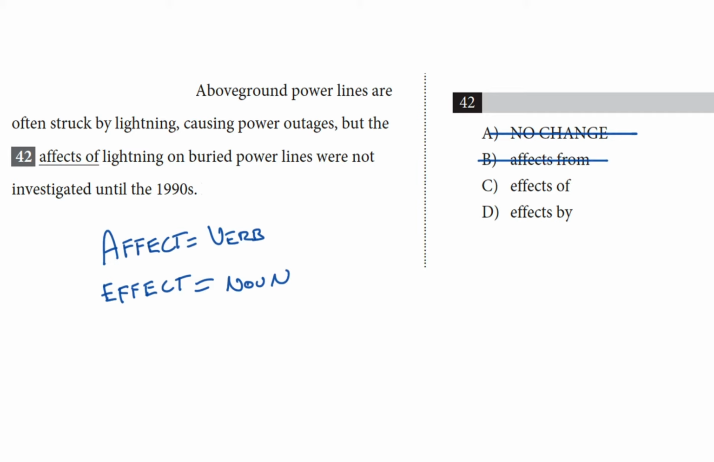So let's plug in our remaining choices and see which one follows conventional usage. So the effects of lightning on buried power lines, that sounds pretty conventional to me, or the effects by lightning on buried power lines. That doesn't feel like correct usage of that expression. So that leaves us with C. Our answer is effects of. But if I didn't know the difference between affect with an A and effect with an E, I would just guess, not worry about it too much, and reserve my time for other questions in this section.